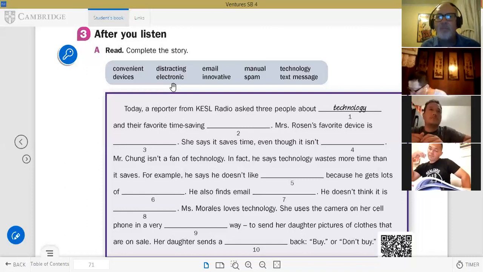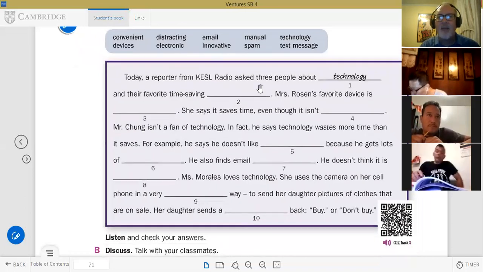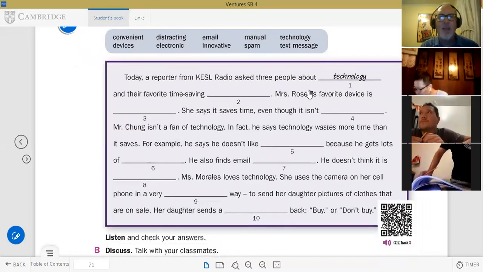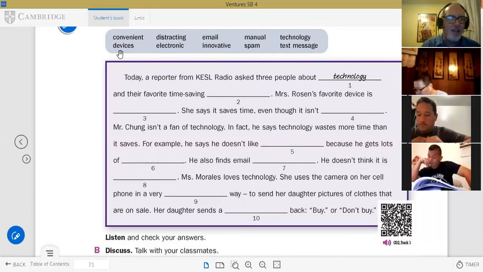All right, good. So let's see if we can fit these words into the story. It says here, today, a reporter from KESL Radio asked three people about technology and their favorite time-saving device. No, nobody says Zoom.